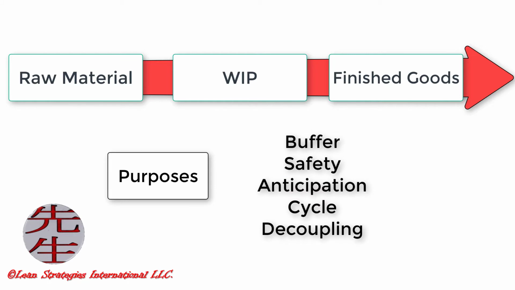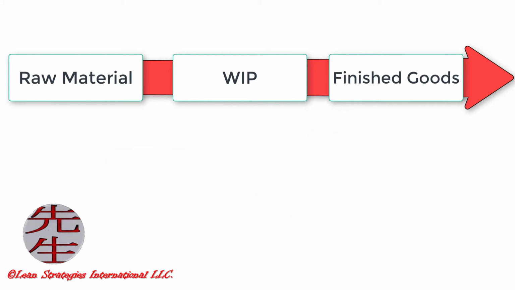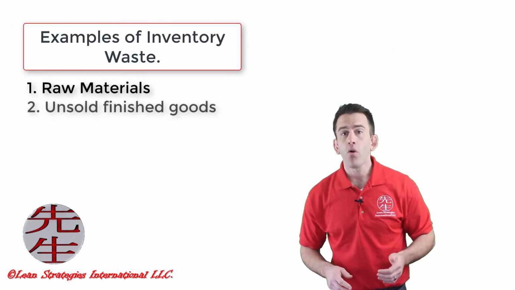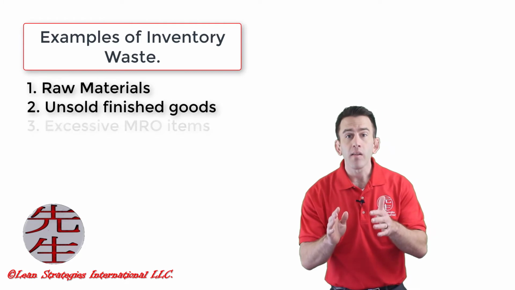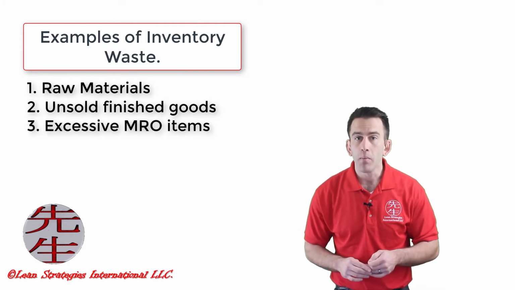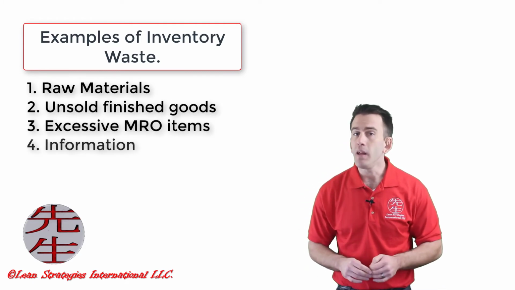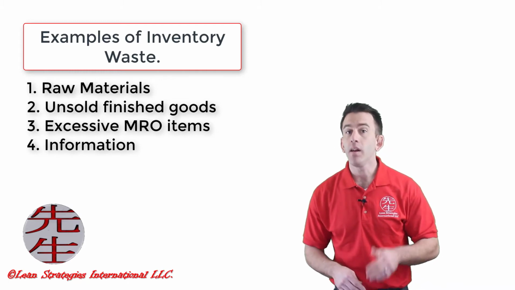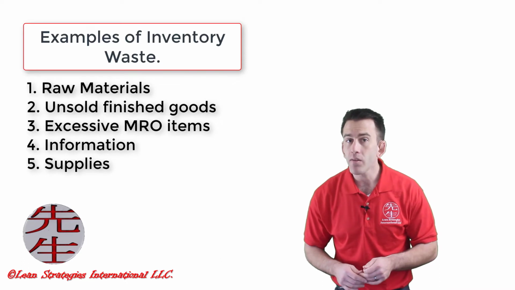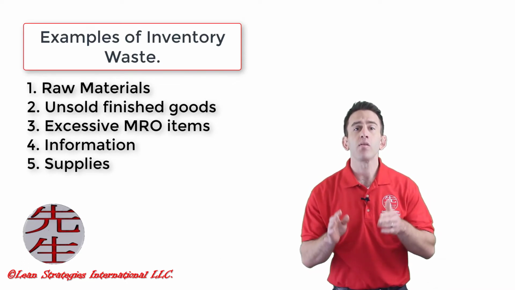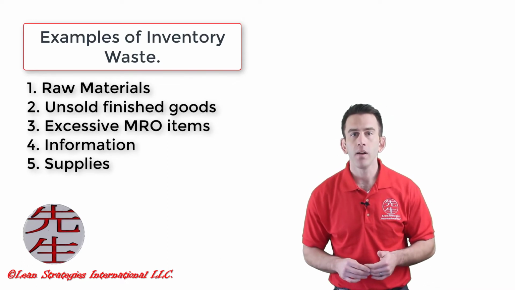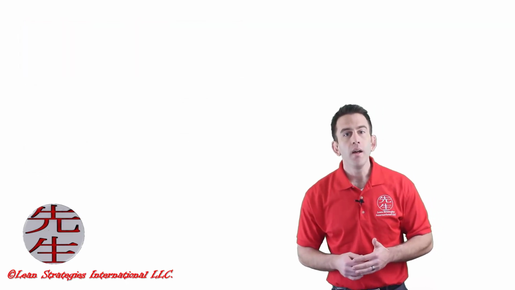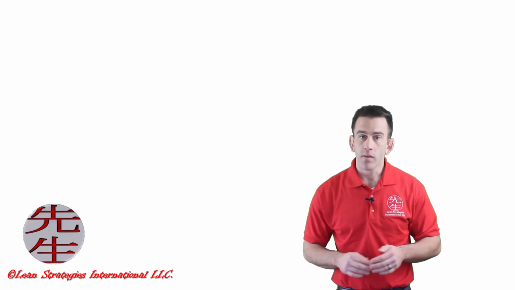A few examples of the different types of inventory waste are excessive raw materials, unsold finished goods, excessive amounts of MRO items, information that is being stored but not used, excessive supplies including office supplies, and emails just sitting in your inbox. It is very important when seeking to reduce inventory that you are very cautious.